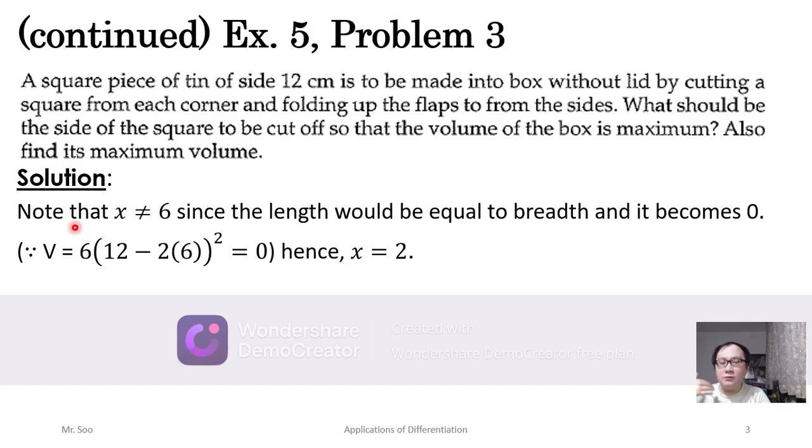Then after that, once you differentiate, get your dV/dx, set it to 0, and find your stationary point, what's the next thing? Use either the first or second derivative test to show that the box is maximized, or the box is at its maximum when x equals 2.